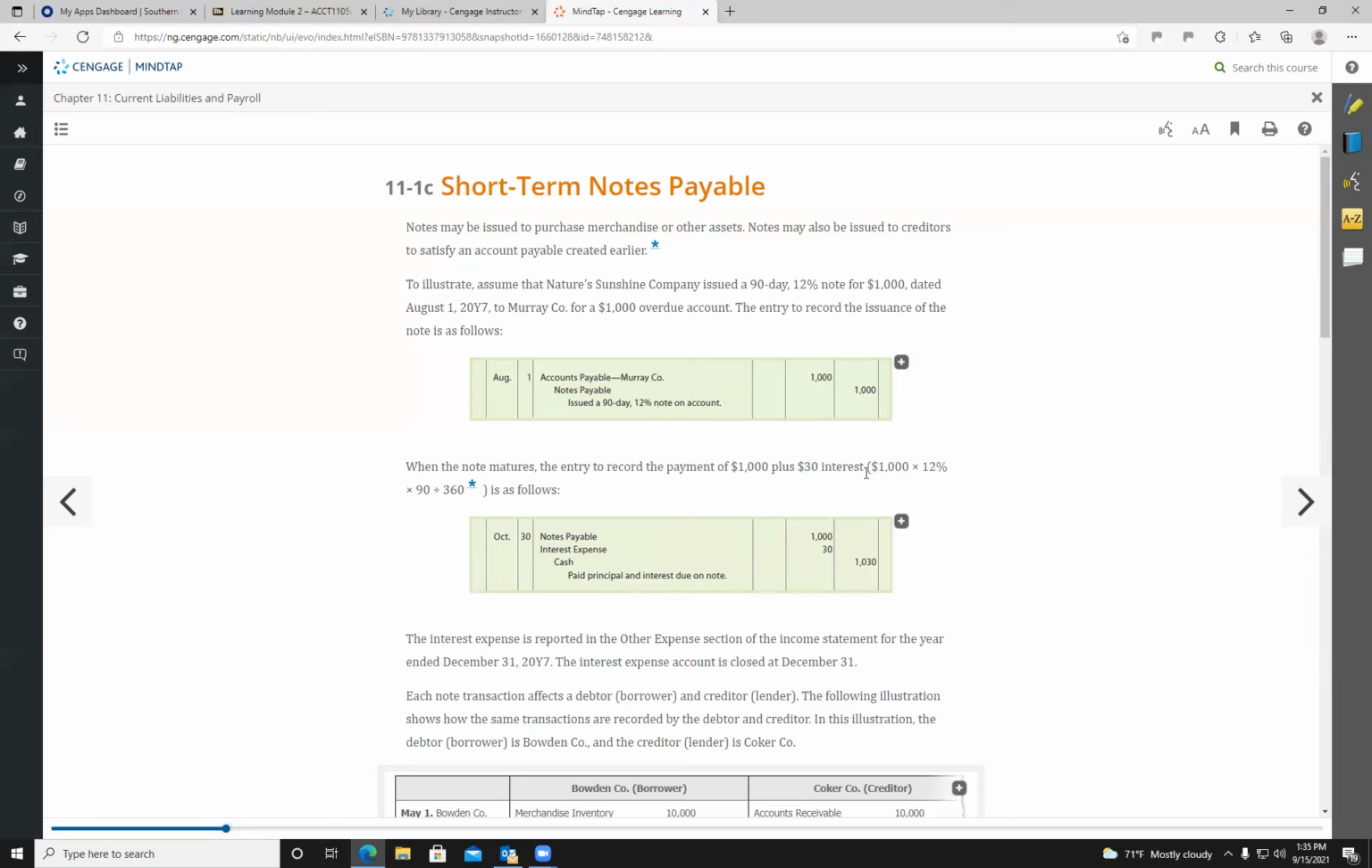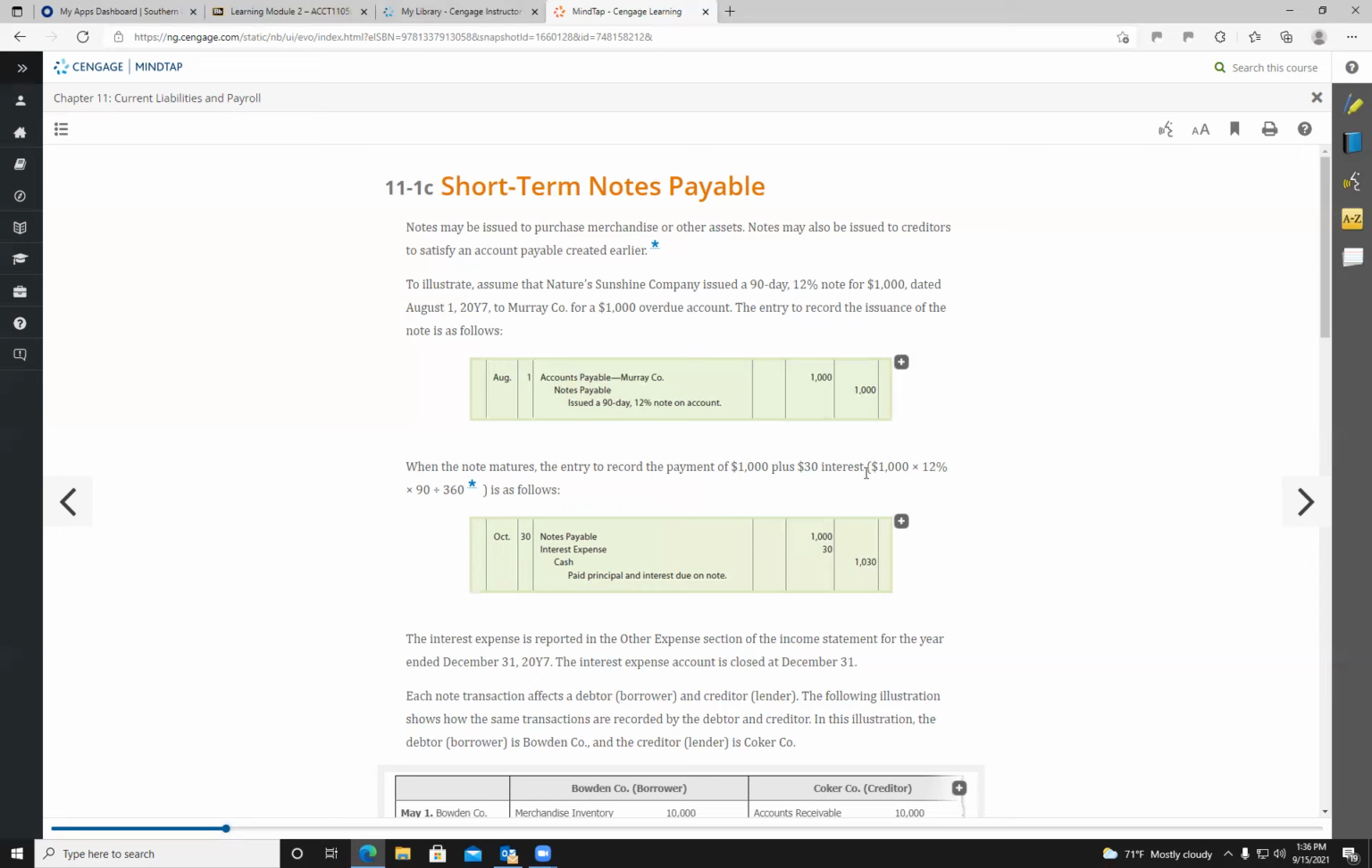Obviously, 12% of $1,000 is $120. So we're going to multiply that by the 90 divided by 360, which is 25%, by the way. So we're going to multiply 25% times the 120, which gives us the $30. That is the amount of interest we would need to pay them when the note matures. And that is a simple calculation for simple interest.